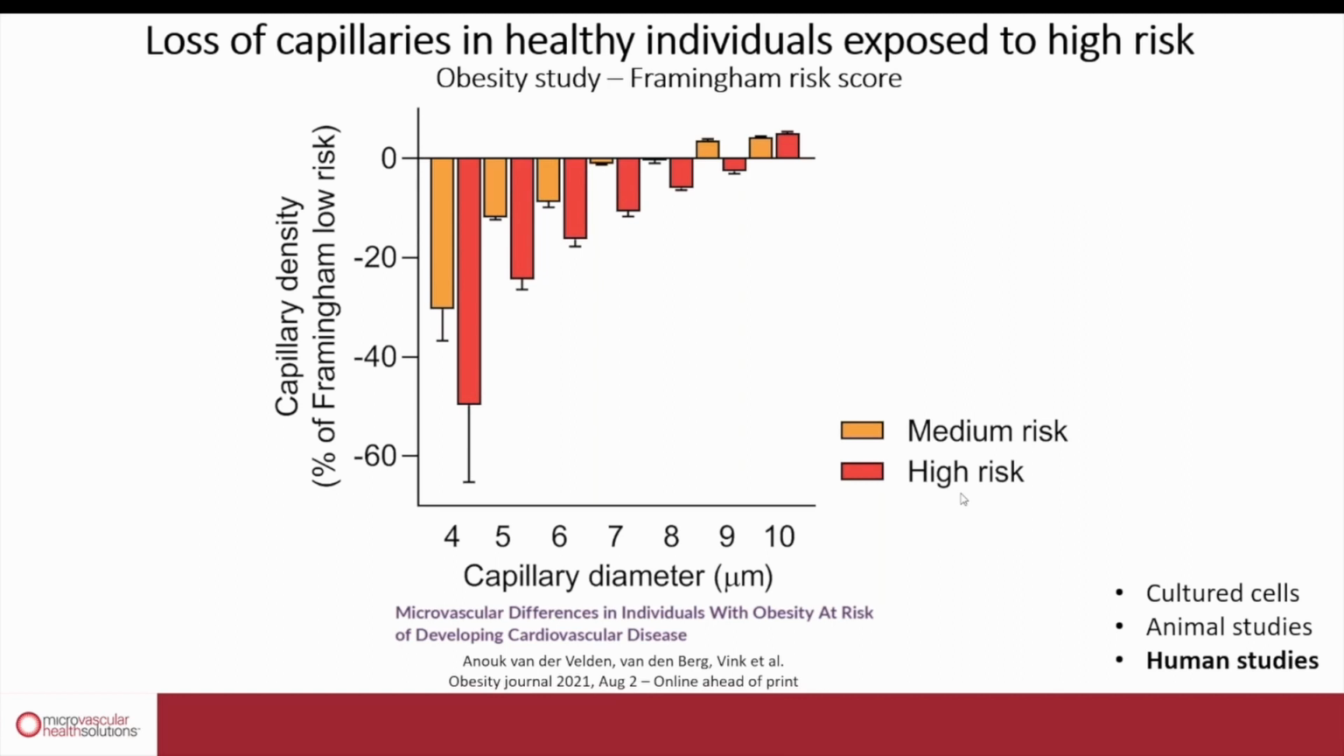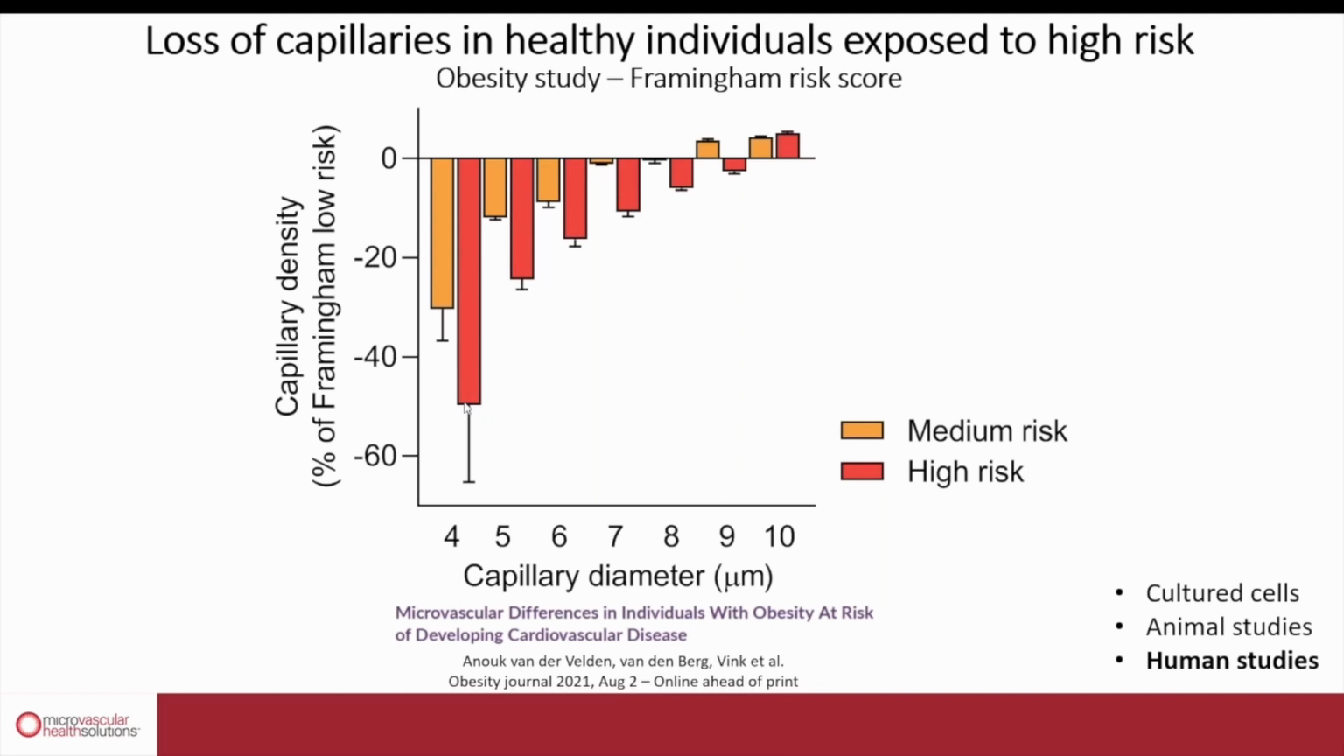And the risk is determined, for instance, by body size, aging, other risk factors like smoking or blood glucose levels or hypertension. And then comparing with the low risk group, we noticed that if you zoom in on the smallest capillary, so from left to right, these are the 4 up to 10 micron microvessels, that compared with a low risk healthy group, then the medium risk and the high risk subgroups already show a loss of 30 up to 50% of their smallest capillaries.